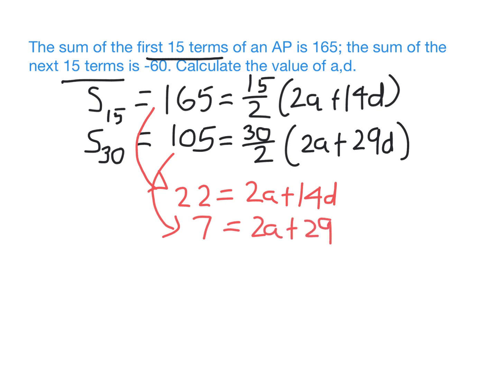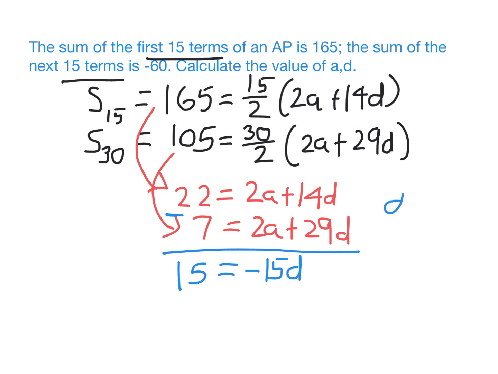So we've solved simultaneous equations like this a million times. I'm going to subtract the bottom equation from the top. That will eliminate the a's. 22 minus 7 is 15. 2a minus 2a is 0. That's why I did it. And I get 14d minus 29d. So I have d is equal to negative 1.